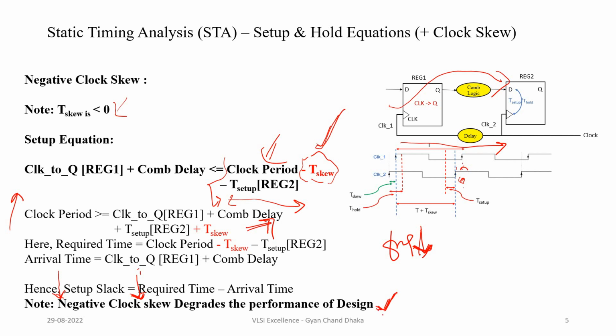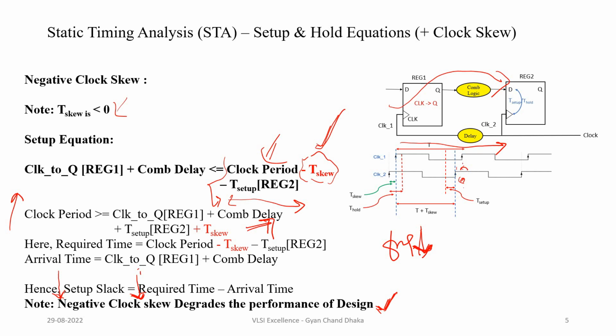Always remember that with negative clock skew, the required clock period to meet the setup requirement has to be increased by the t skew time, and hence the frequency of operation will decrease. So always remember, positive clock skew improves the performance of our design, meaning our design can work at higher frequency, but negative clock skew degrades the performance.